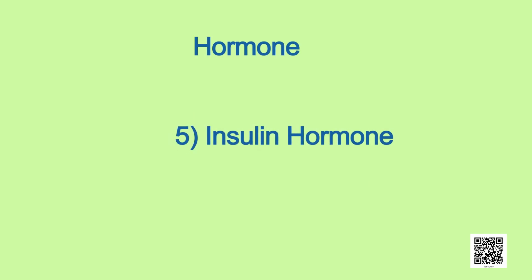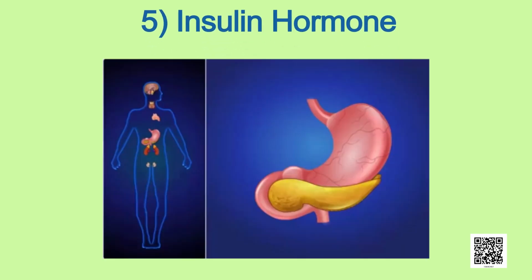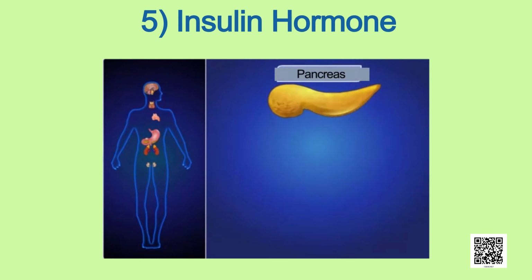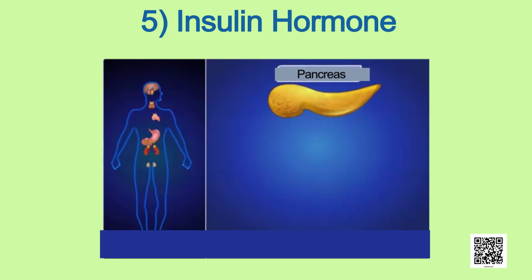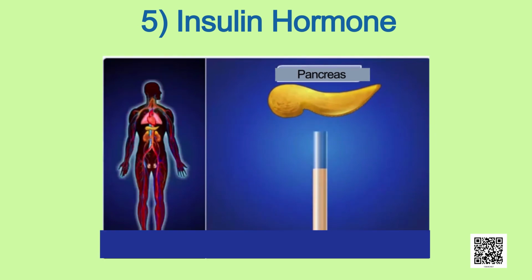Insulin. This is a hormone which is produced by the pancreas and helps in regulating blood sugar levels. If it is not secreted in proper amounts, the sugar level in the blood rises, causing many harmful effects.